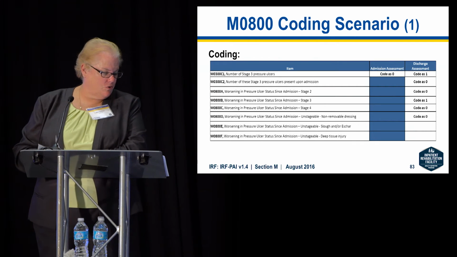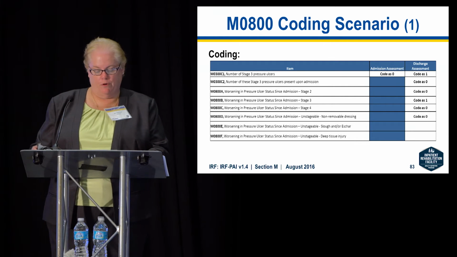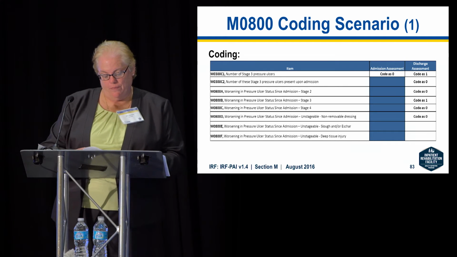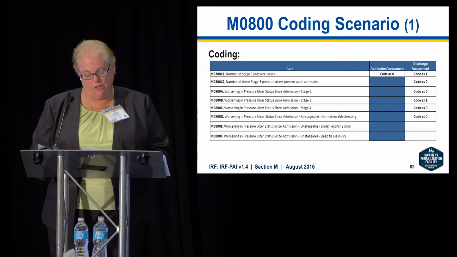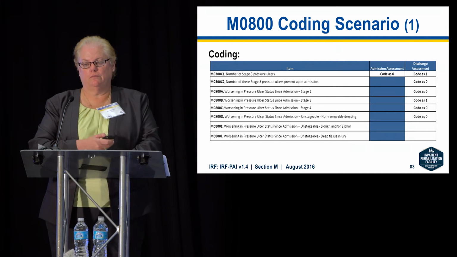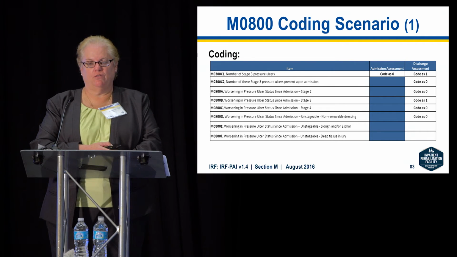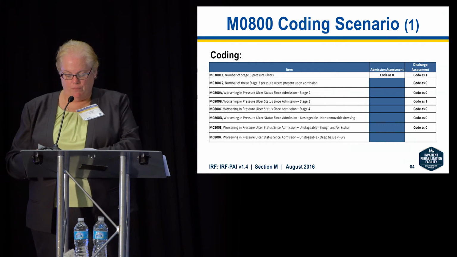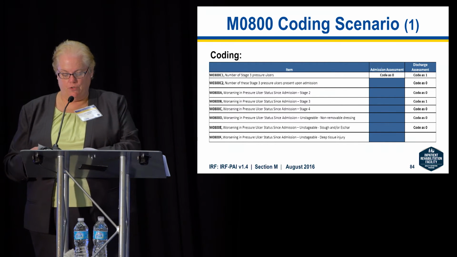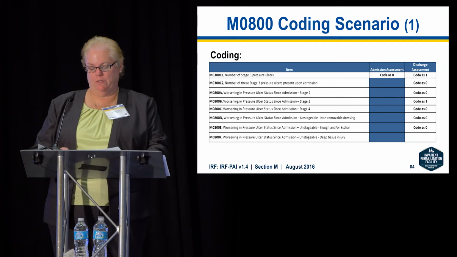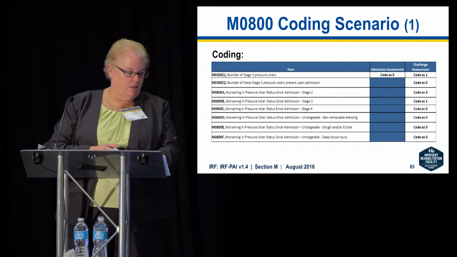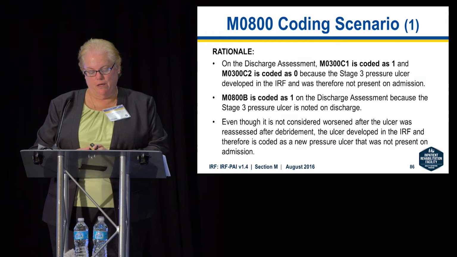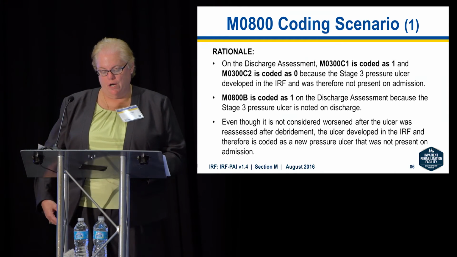Okay, worsening pressure ulcer since admission, unstageable, non-removable dressing. We didn't have any of those. How about pressure ulcers new or worsening that were unstageable due to slough or eschar? Do we have any of those? No? Okay, I've got a lot of people nodding no. How about worsening of pressure ulcer since admission, unstageable due to deep tissue injuries? Do we have any of those? No. Okay.